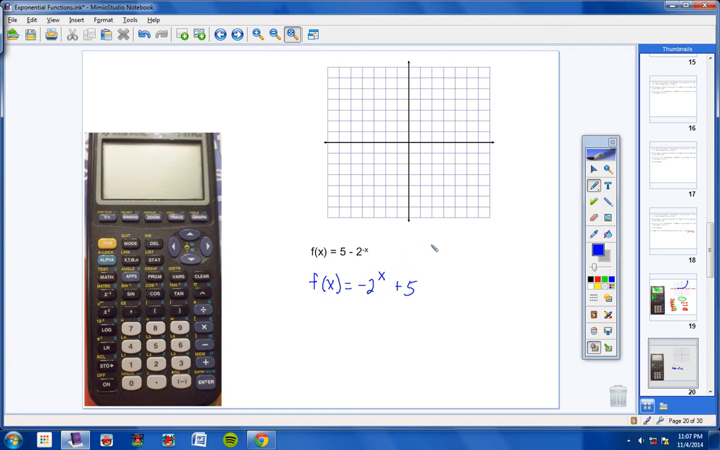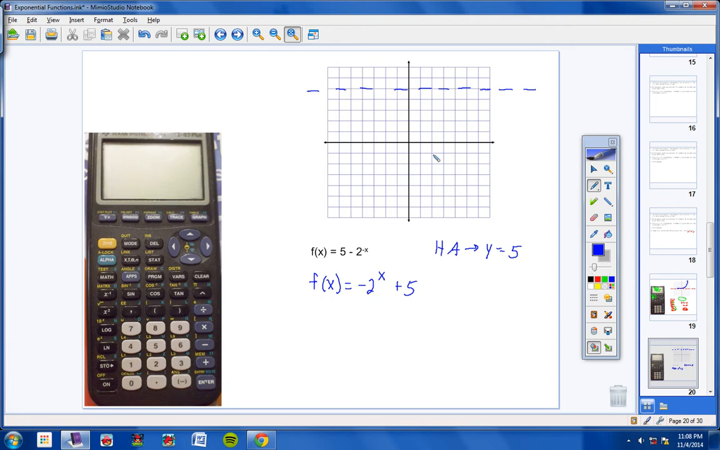But the main thing I want you to see is your horizontal asymptote is at y equals 5. Okay, let's go ahead and put that up here. 1, 2, 3, 4, 5. So here's your horizontal asymptote right here. Okay? So now we know the graph is either going to be above this line or below this line.